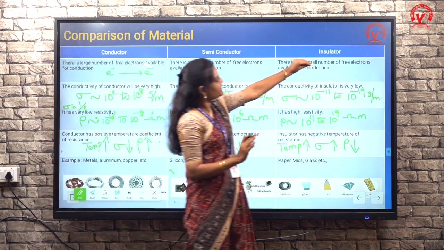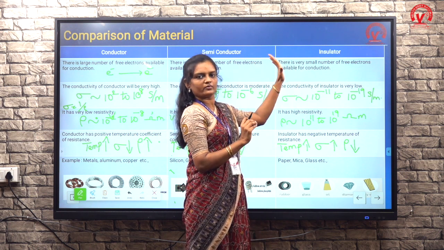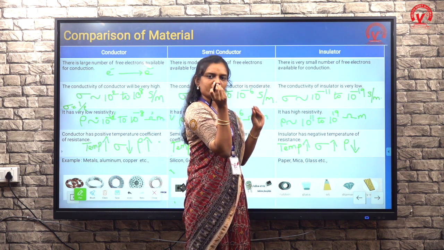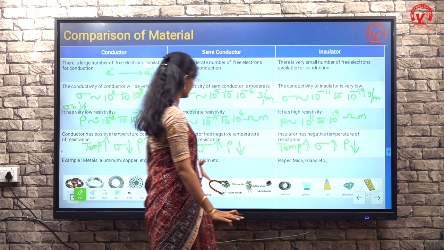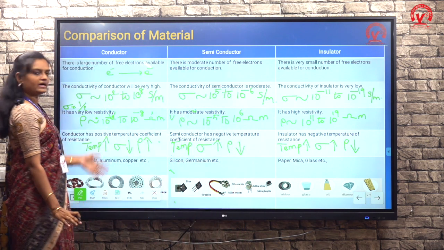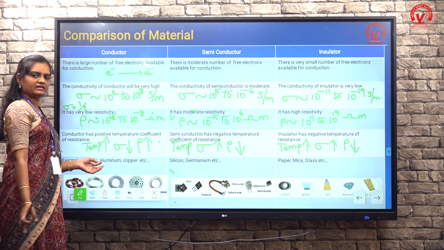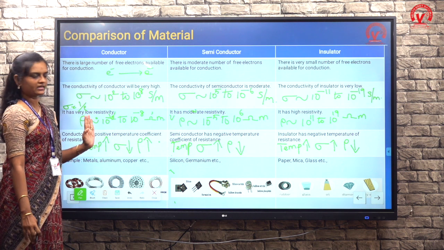Here, only a very small amount of electrons are there. So if there is a very small amount of electrons, only a very minute amount of current can take place in the insulator. Okay. Some examples of conducting materials: all the metals, aluminum, copper, etc. These are the examples.